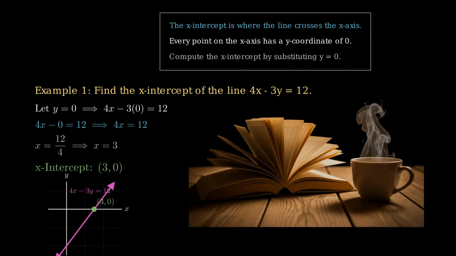This simplifies directly to 4x minus 0 equals 12, which means 4x equals 12. Dividing both sides by 4, we find that x equals 3. Therefore, the coordinates (3, 0) define the exact x-intercept of this line.